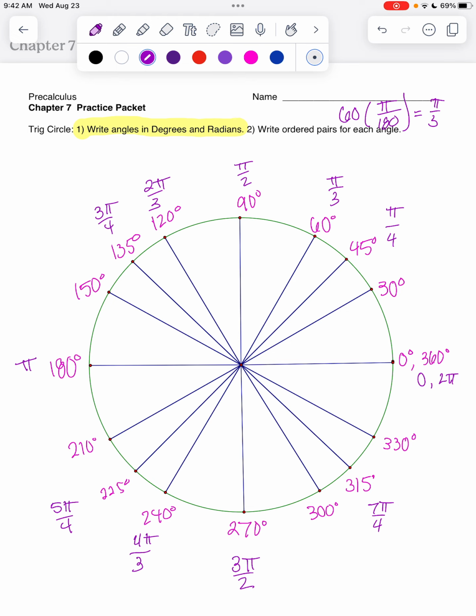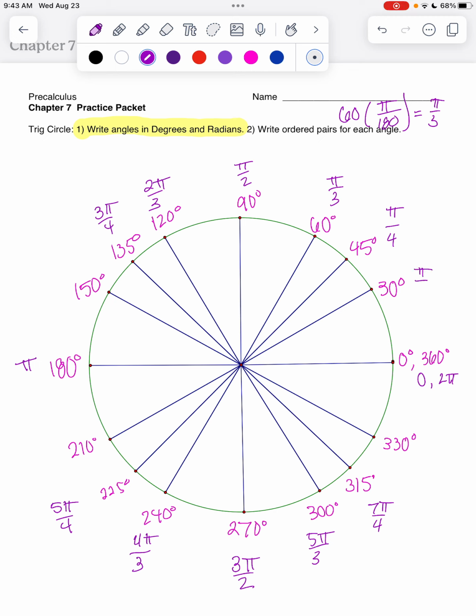And the next reference angle, we're going to look at 300. Let's go back to that reference angle of 60 degrees. To get from 60 to 300, we just got to multiply by 5. So that's going to give us a 5 pi over 3. Almost done. We have one more radian measurement to do.